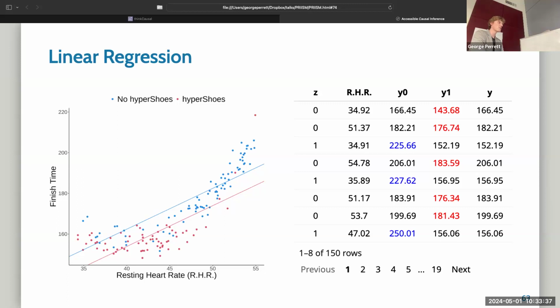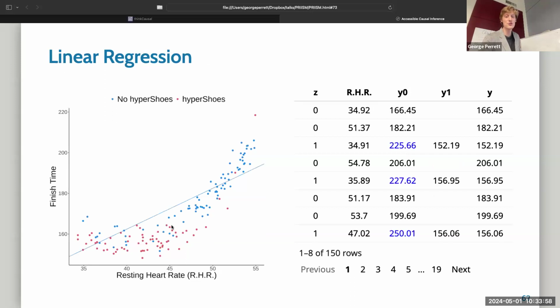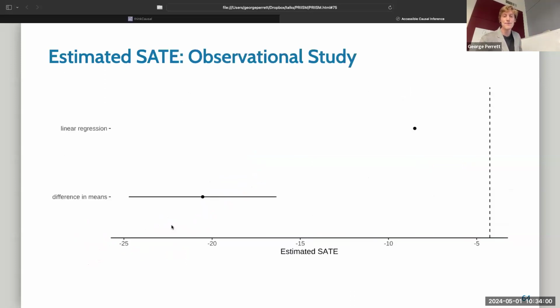So according to our linear regression, another property of the linear regression here is that the state, we could think of it as the distance between these two lines. So it's saying that the state is still negative, meaning that hypershoes will cause it to run faster, but this distance looks a lot smaller than this distance was. So it seems like we're getting closer. And let's take a look. So our average, it's around negative 0.7 minutes.